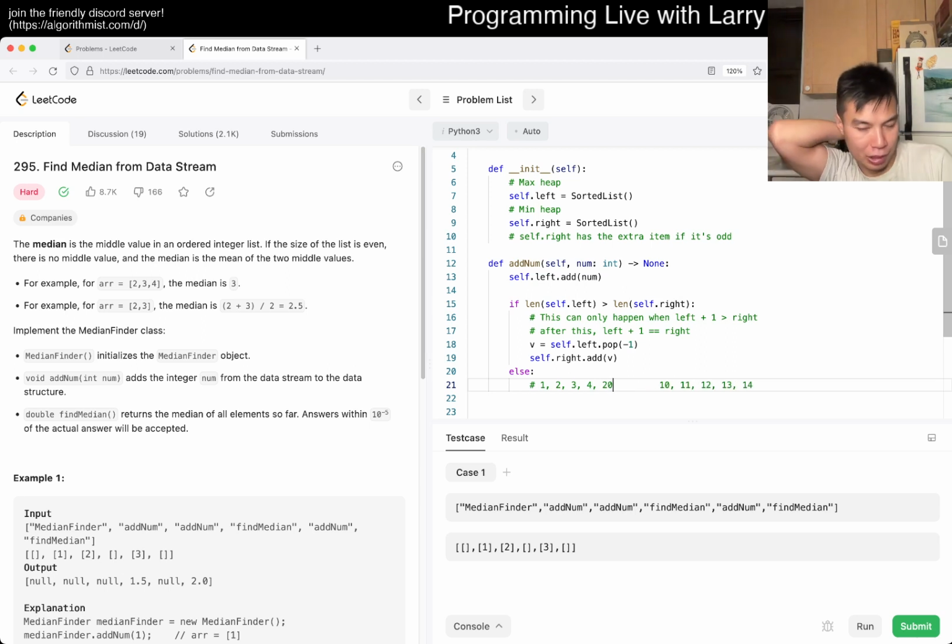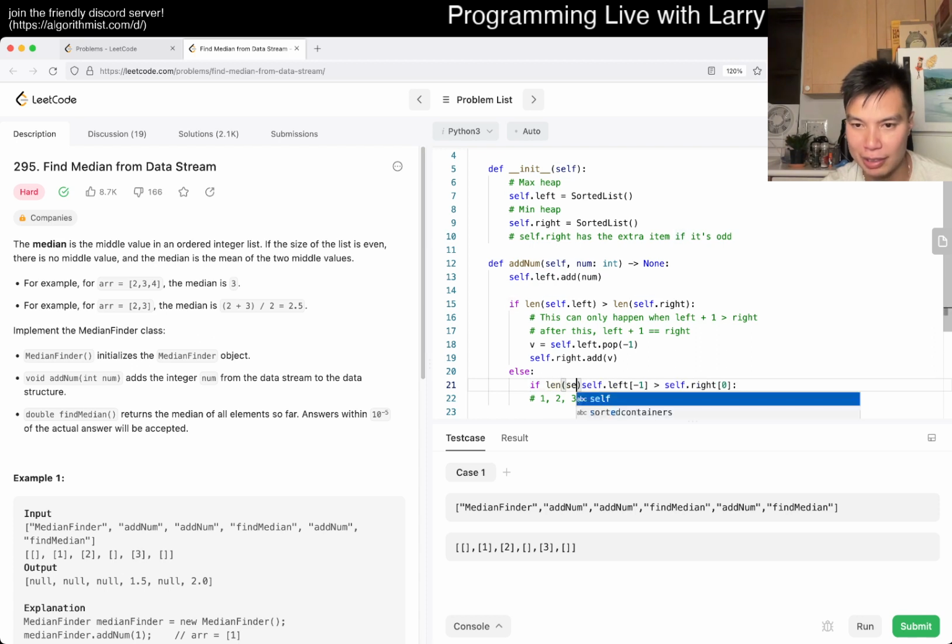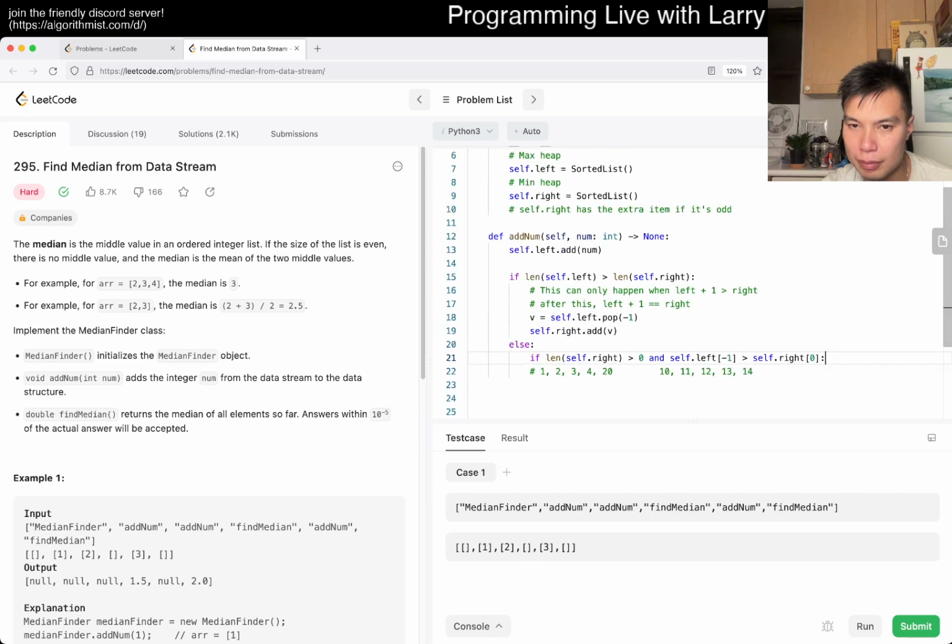You basically have to go, yeah. So in this case, if self.left, the biggest number on the left, is greater than the smallest number on the right, that's the only thing you need. And of course, keeping track that self.right is greater than 0. Self.left always has greater than 0 because of this. Then v is equal to self.left.pop of -1.